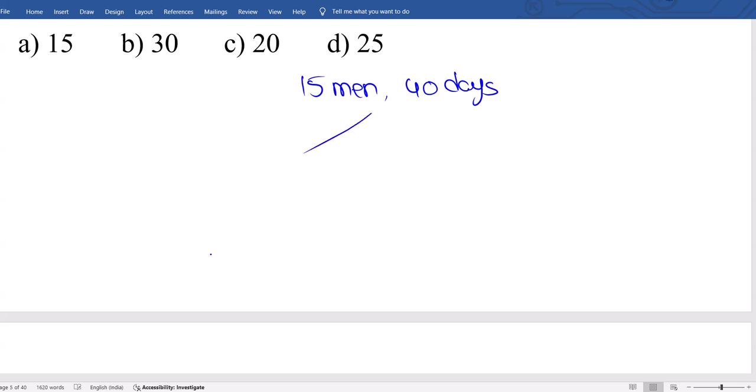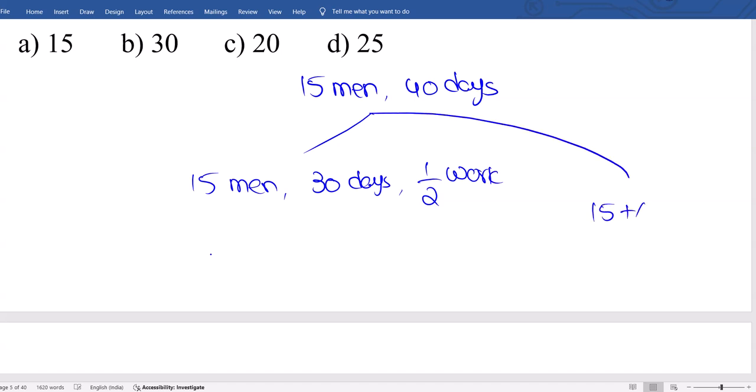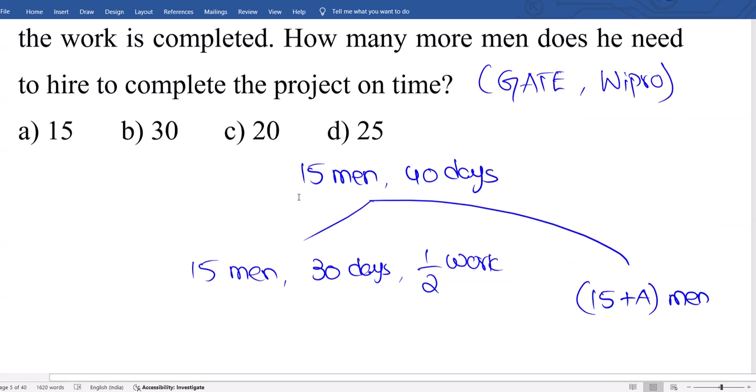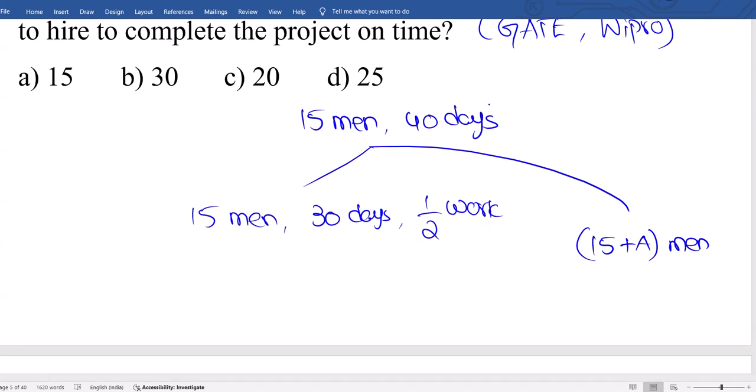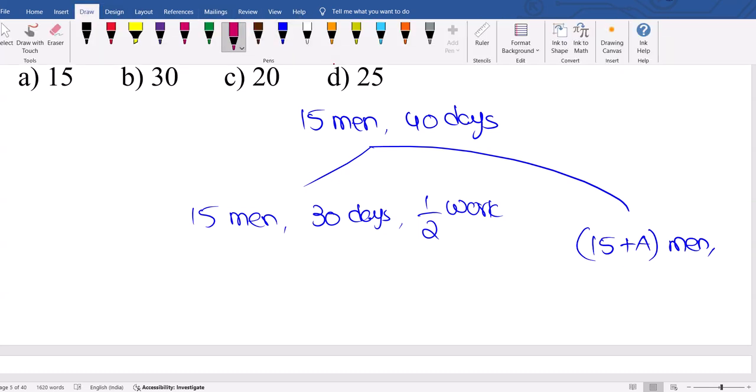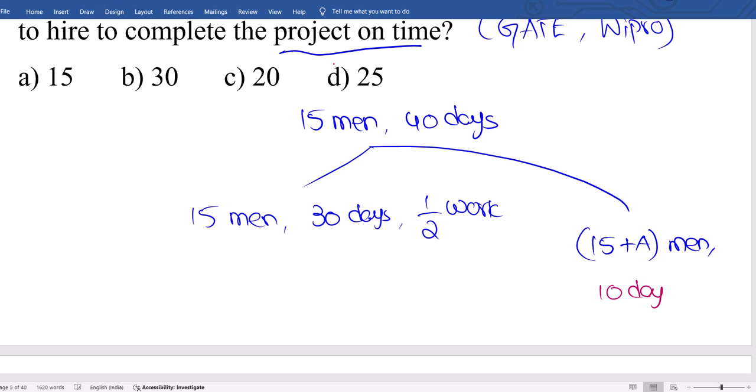So here what happened: with 15 men, in 30 days, we completed only half of the work. Now 15 plus extra, how many additional men? They mentioned additional men. How many more men? Already 15 are available. How much extra is required to complete the work on time? On time means what is the time left over? 10 days. What is the remaining work? Half of the work. Right.